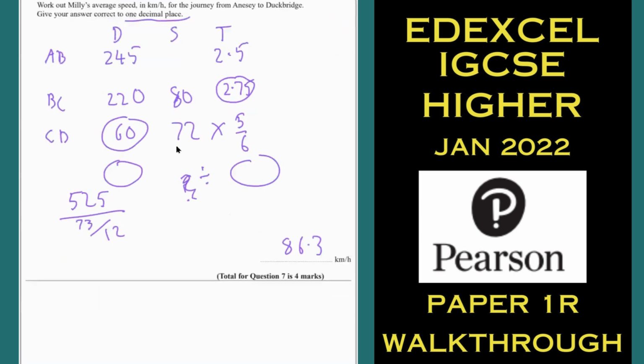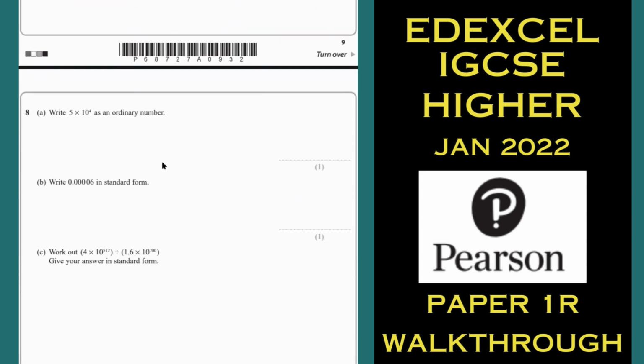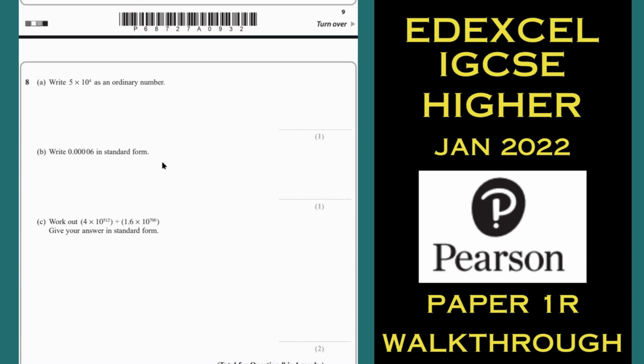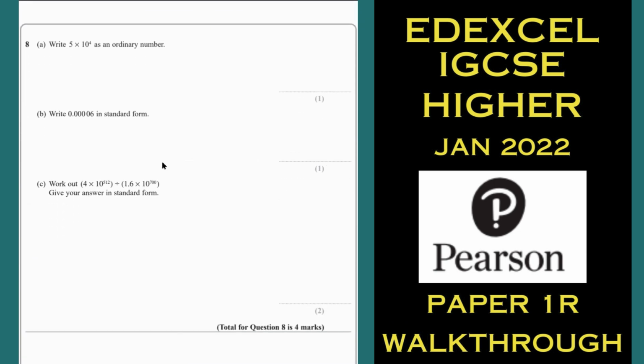86.3. On we go. Bit of standard form. A and B, pretty standard, no pun intended. Don't forget, powers of 3 are always important. So power of 3 would be thousands. So power of 4 is tens of thousands. Or if you're a fan of loops, it's moved 4 times. That's a bit too many, but there you go. Do the loops if you need to. Loops probably help a bit more here.